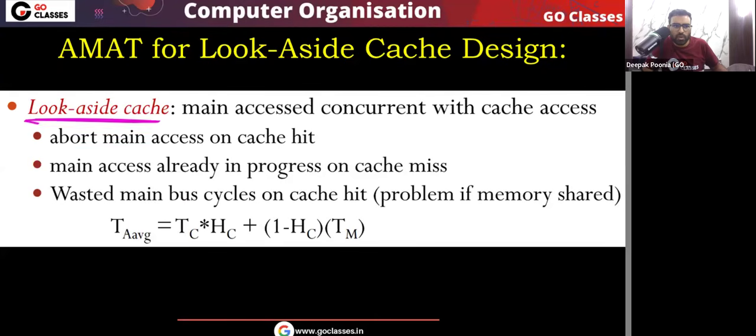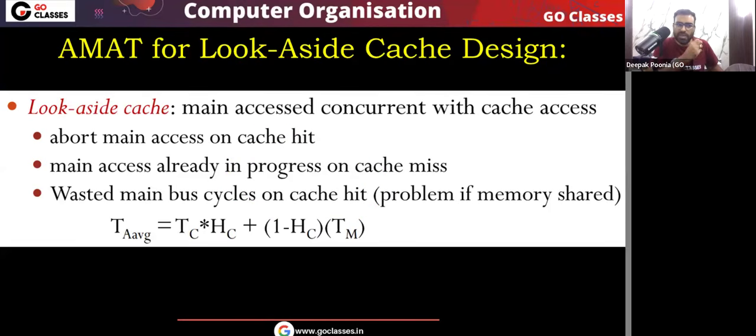So you can see this slide, look aside cache. Main memory is accessed concurrent with cache memory. Main memory is placed in parallel with cache memory. And if there is a cache hit, then we will abort the main memory access. And if there is a cache miss, then the main memory access is already in progress. So you can see wasted main memory bus cycles, because for every memory request we go to the cache and also the main memory. So you can see wasted main memory bus cycles on cache hit also, on cache miss also.